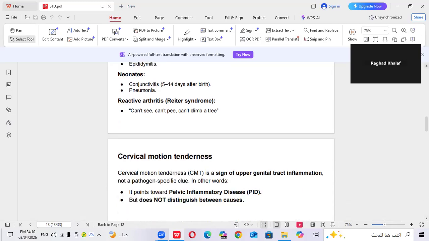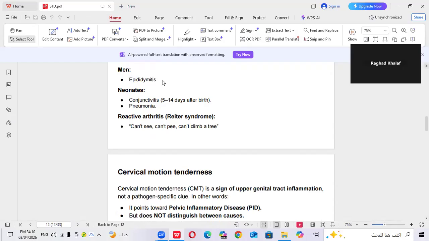For men, it will lead to epididymitis, and in neonates, it will lead to conjunctivitis, but this is different from the one in gonorrhea. We are going to discuss the difference in one or two minutes, and the neonate can also develop pneumonia.